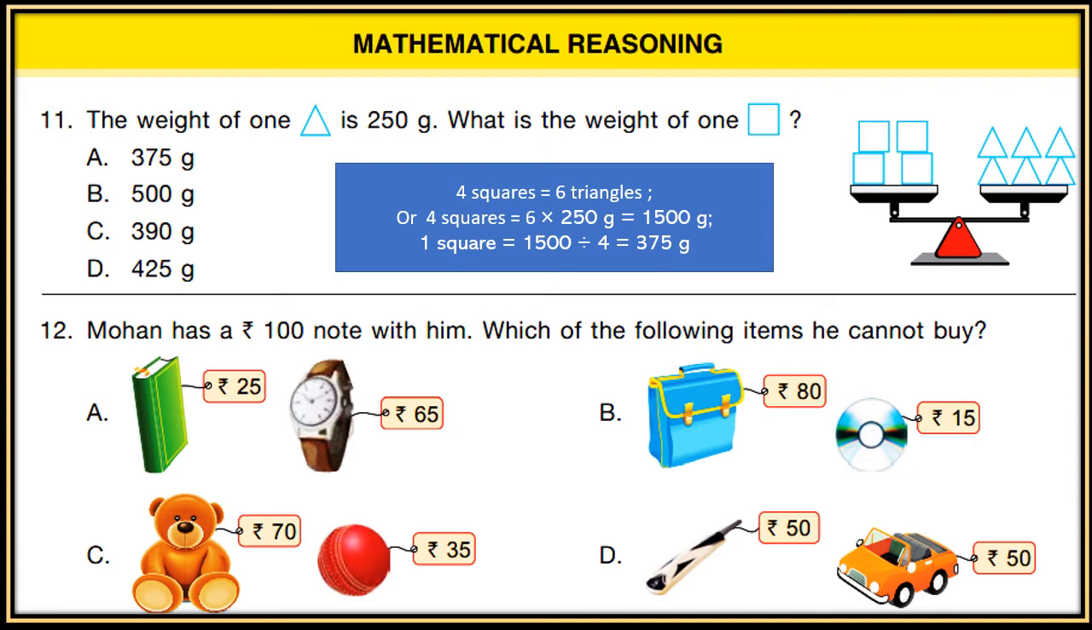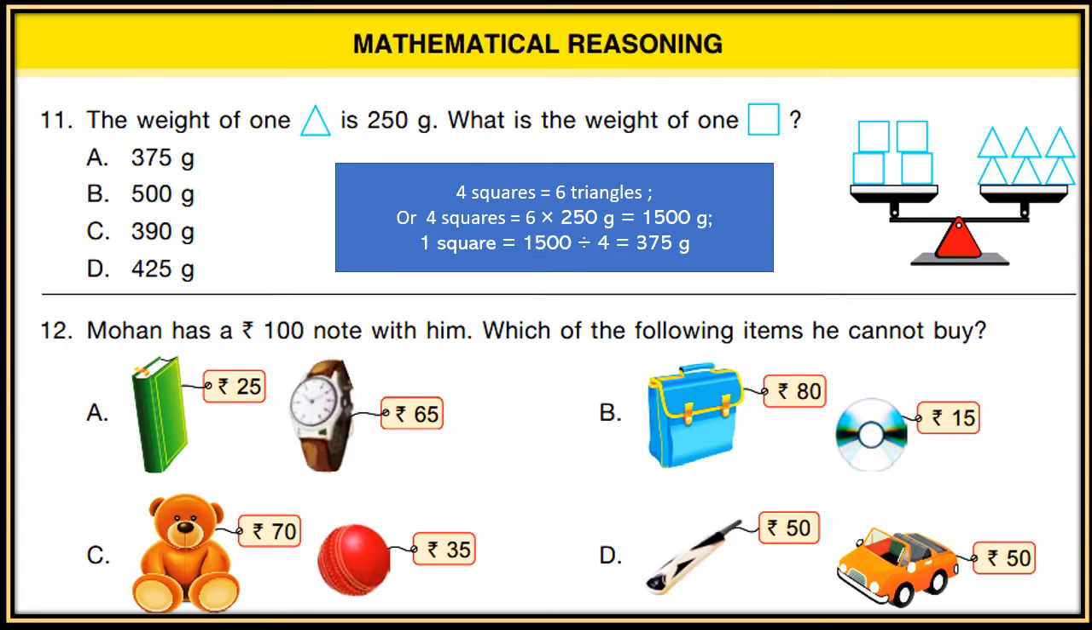Mathematical reasoning. The weight of one triangle is 250 gram. What is the weight of one square? Now 4 squares equal 6 triangles. Now weight of one triangle is given, so 4 squares will be 6 into 250 gram, which is the weight of one triangle. So 4 squares will be equal to 1500 gram. Now 1 square will be equal to 1500 divided by 4, which is equal to 375 gram.